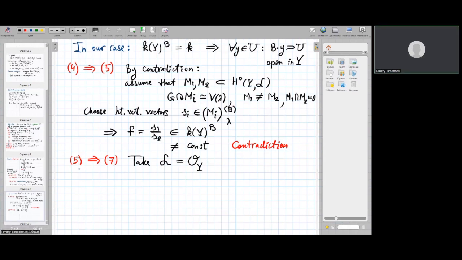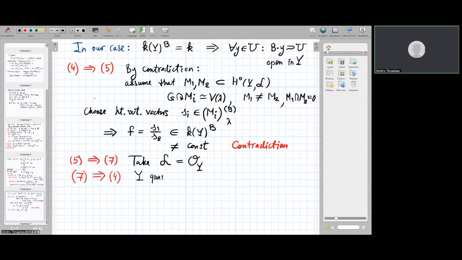So this implication holds for any Y. Here I don't assume that Y is quasi-affine. But now let me deduce condition 4 from condition 7, in the case when Y is quasi-affine. So now my assumption is that Y is quasi-affine.